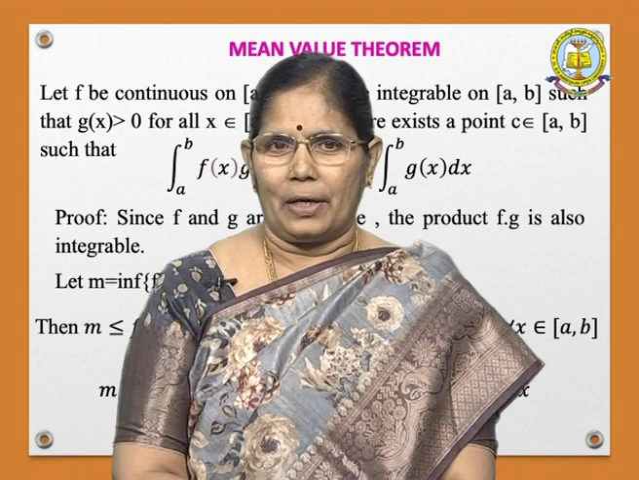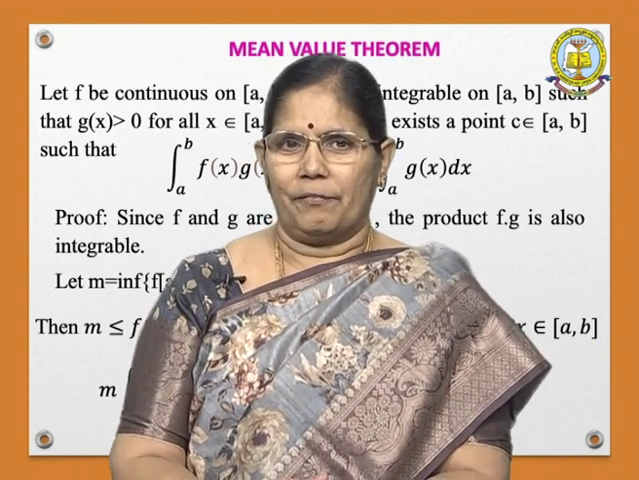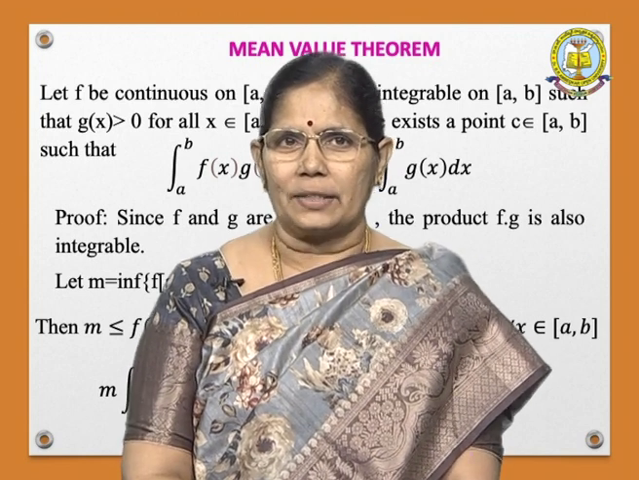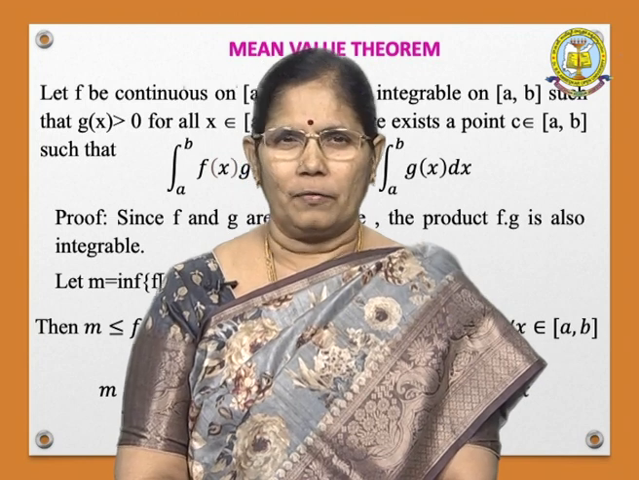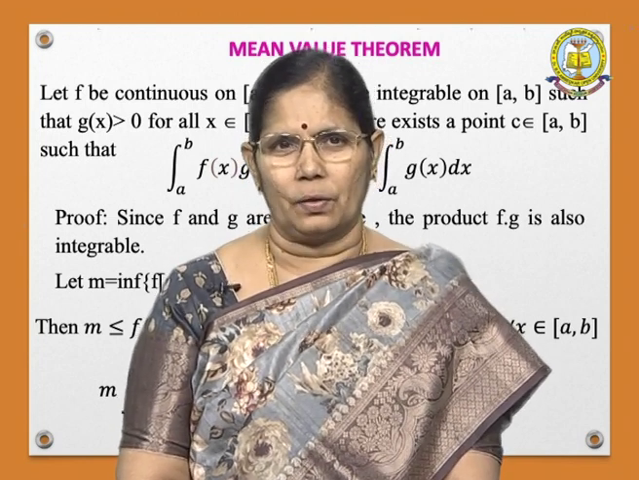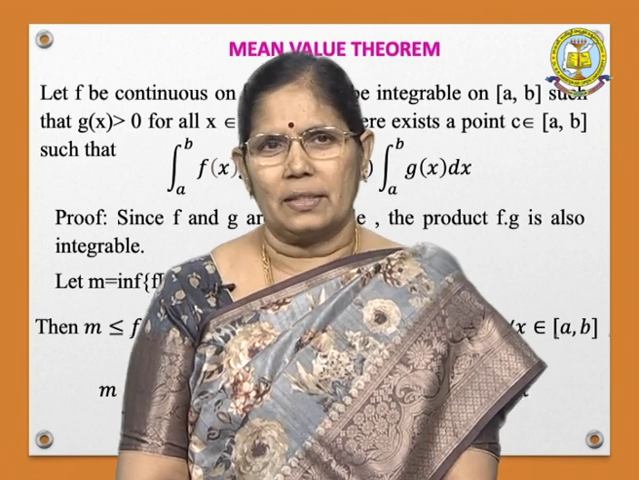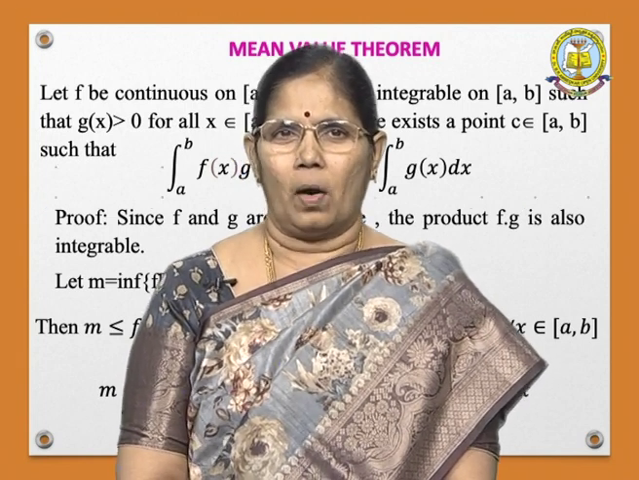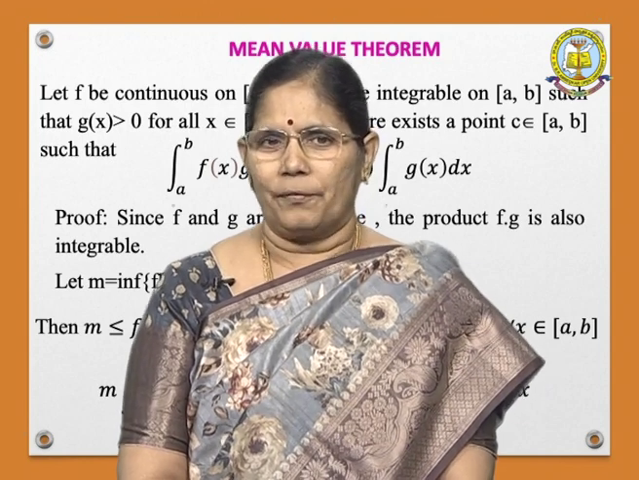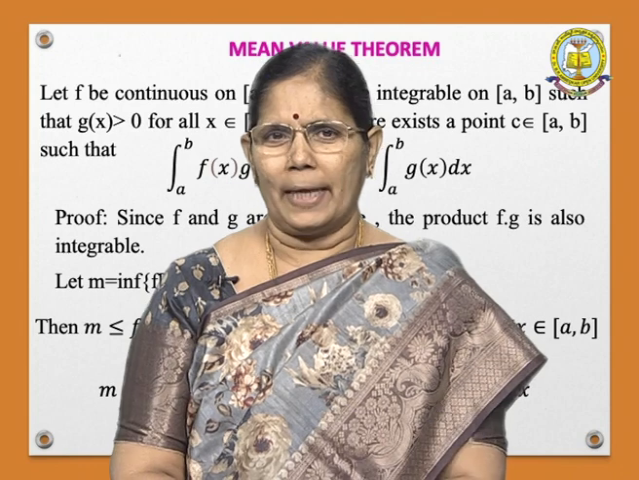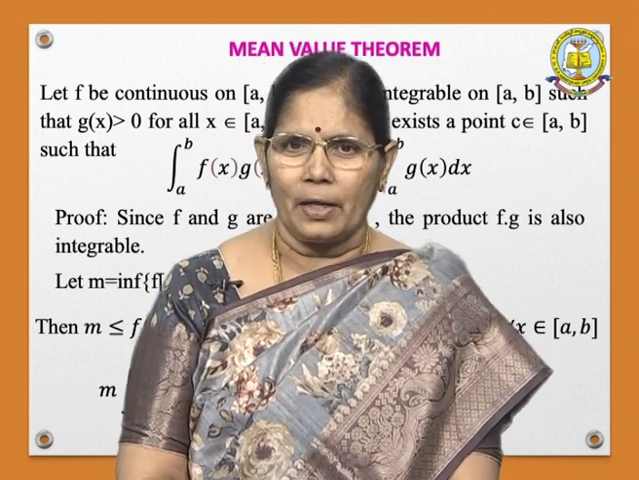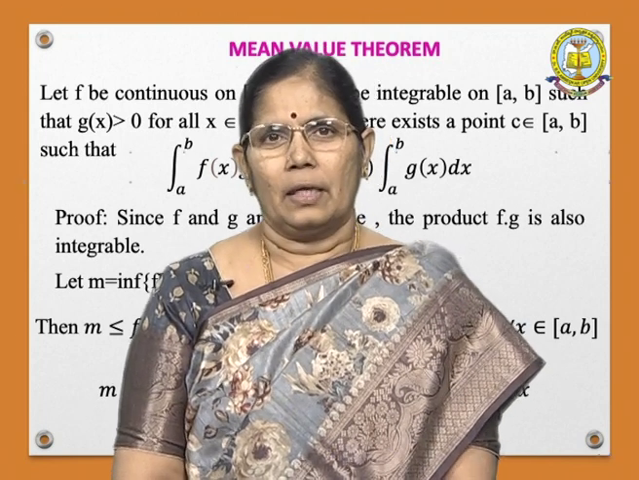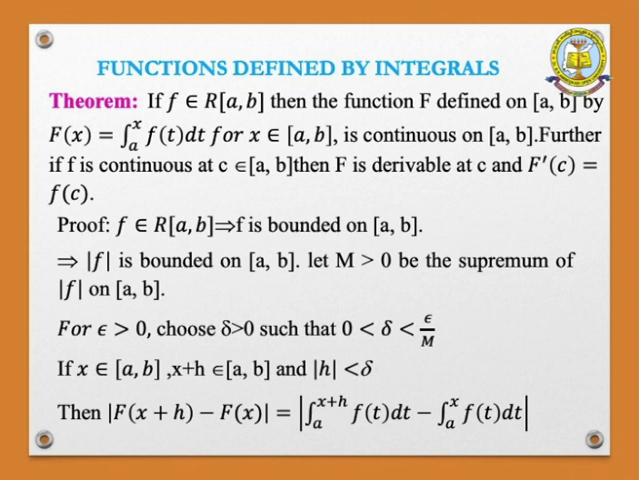What do you mean by the function small f being continuous? We say that the function f is continuous at c if the limit as x tends to c of f of x equals f of c. That means, for given epsilon greater than 0, there exists a delta greater than 0 such that mod f of x minus f of c is less than epsilon whenever 0 is less than mod x minus c, less than delta. So, making use of this continuity concept of small f, we prove that capital F is continuous. If you want to prove capital F is continuous, it is required to prove mod F of x plus h minus F of x is less than epsilon.